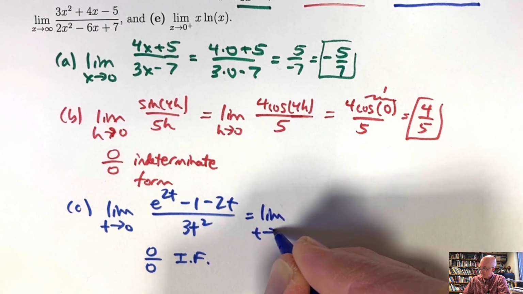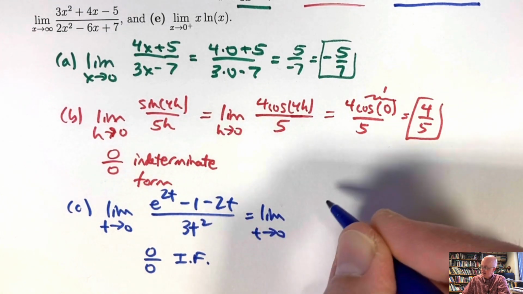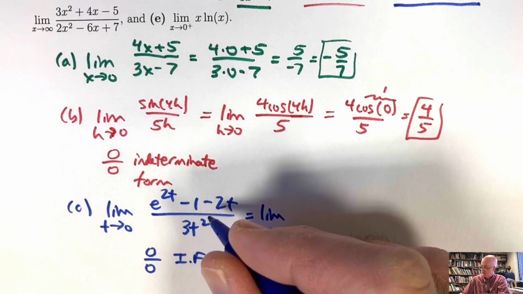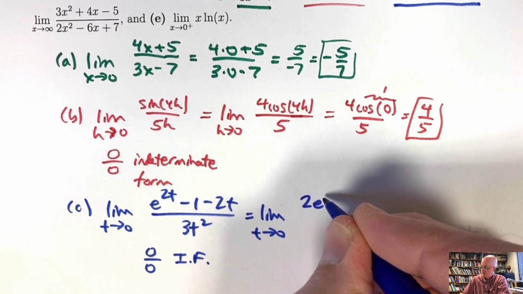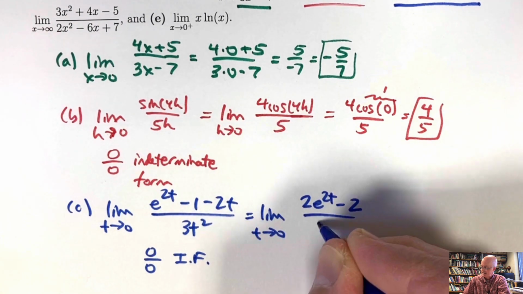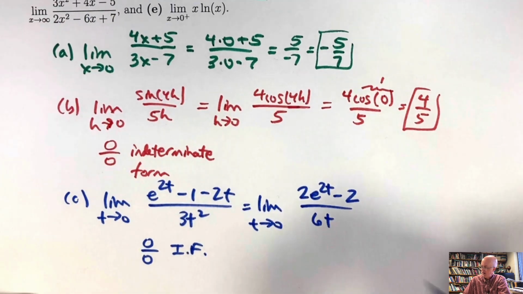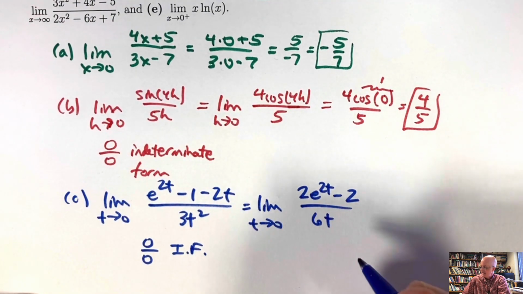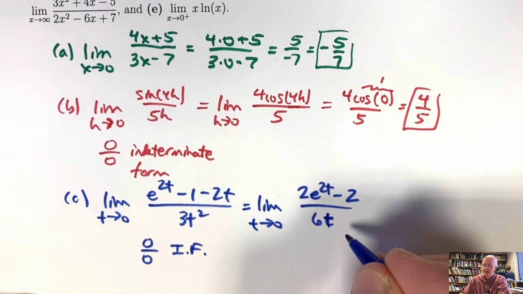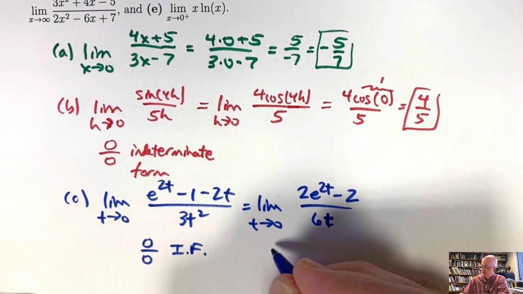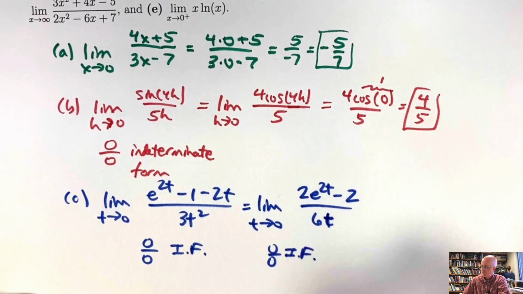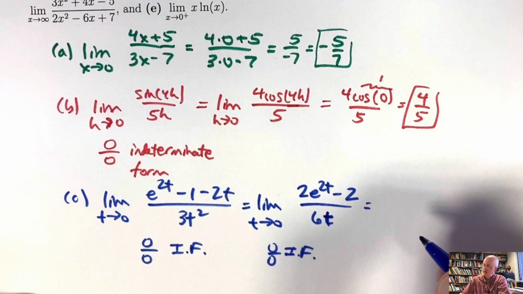We can take the derivative of the top and the bottom individually and try to compute the new limit of the new ratio. The derivative of the top by the chain rule is 2e to the 2t minus 2, and the derivative of the bottom is 6t. But what happened here? This is still an indeterminate form. Both the top and the bottom still go to 0 as t goes to 0. Still a 0 over 0 indeterminate form. So we'd have to try using L'Hopital's rule again.